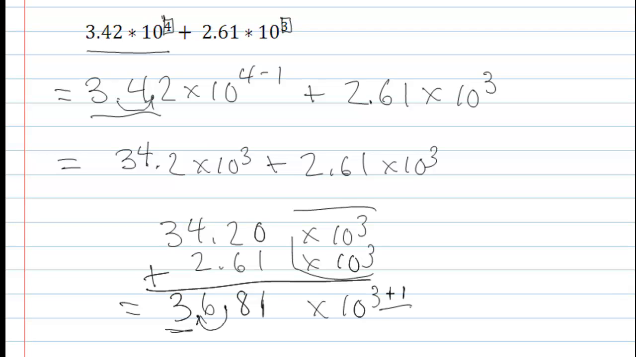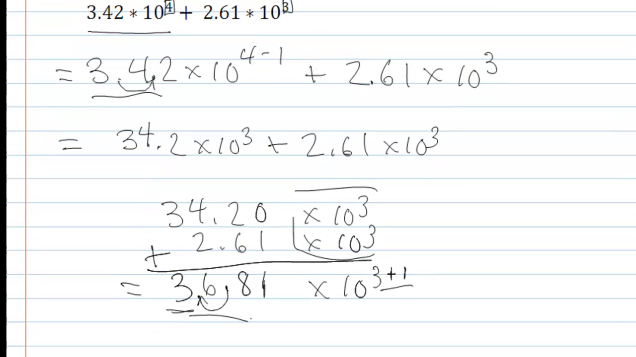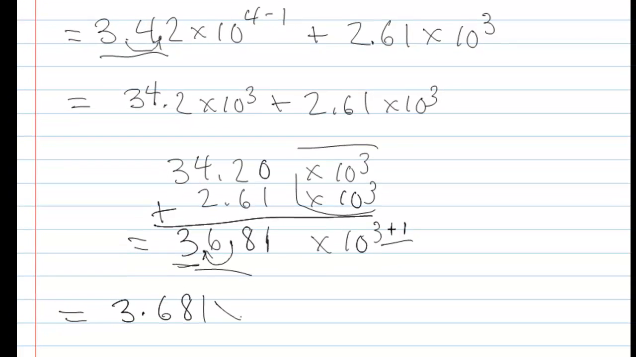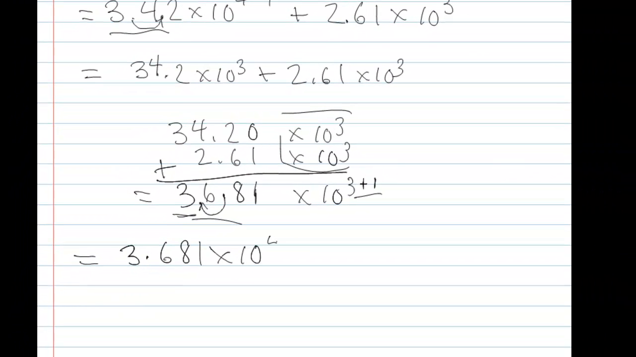So this is multiplying by 10. This was dividing by 10. Any number divided by 10 times 10 is itself. So that's good. I haven't changed what this represents, and I'm following the rules. So, to finish, my final answer is 3.681 times 10 to the 4. And that's my final answer.